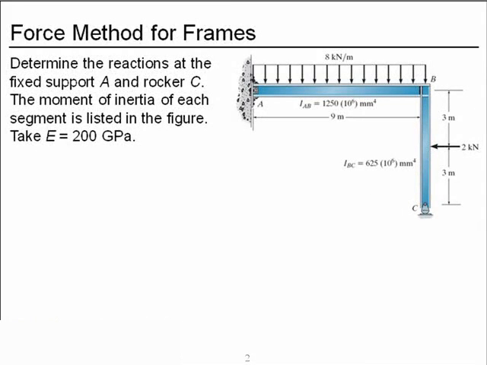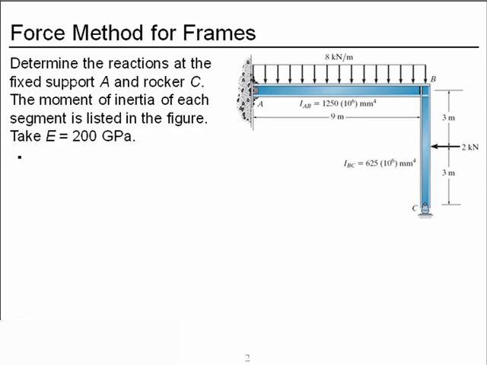And here's our frame. There is a fixed support at A and a rocker at C. We want to find the reactions at both of those points. The moment of inertia is given for each of the members of the frame, and the modulus of elasticity is that of steel.